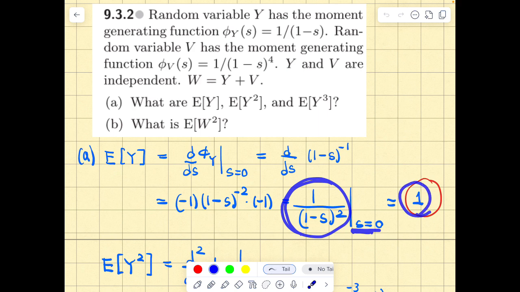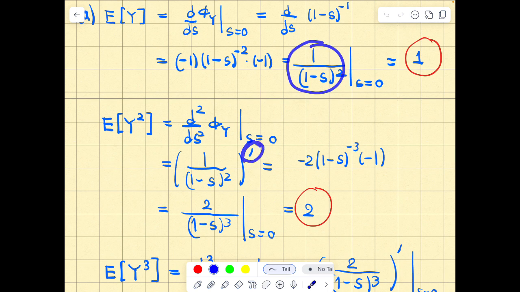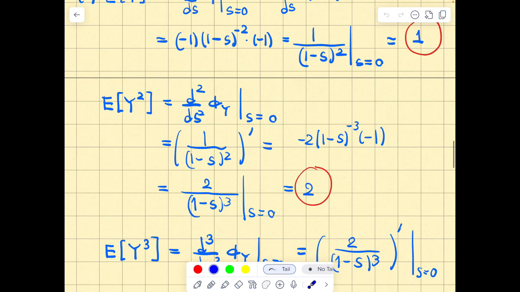The answer is 1. Okay, so the mean of y is equal to 1. For the second moment, we'll find the second order derivative and then plug in s equal to 0. Since we already got the first derivative, which is 1 over (1 minus s) squared, we differentiate one more time to obtain the second derivative. The second derivative is 2 over (1 minus s) to the power of 3, and then we plug in s equal to 0. The answer is 2. So the second moment is equal to 2 for random variable y.